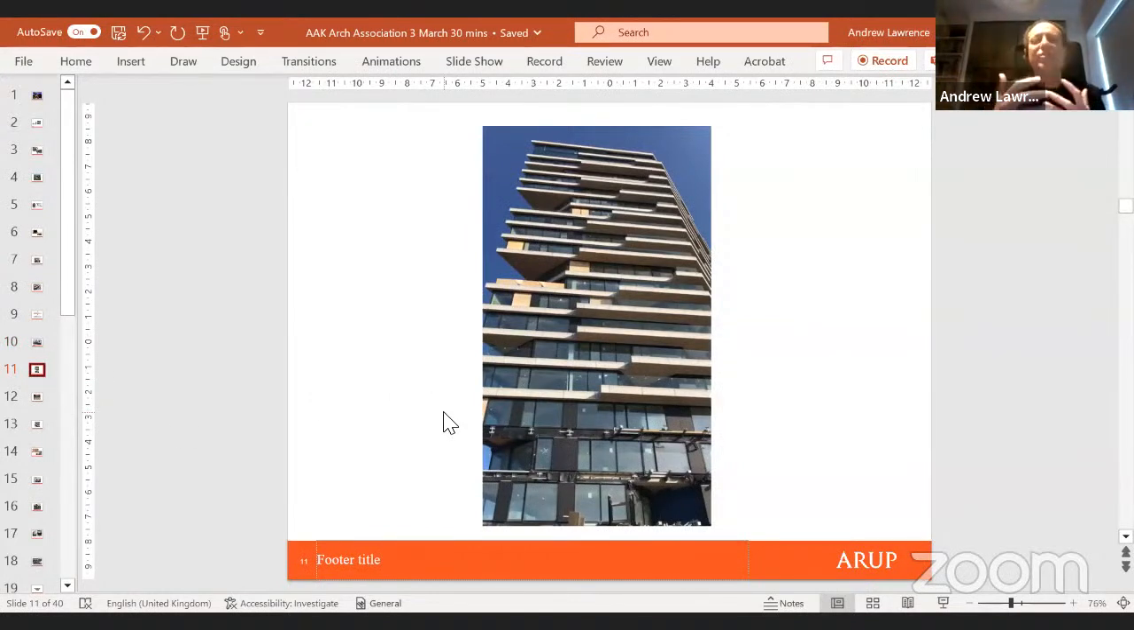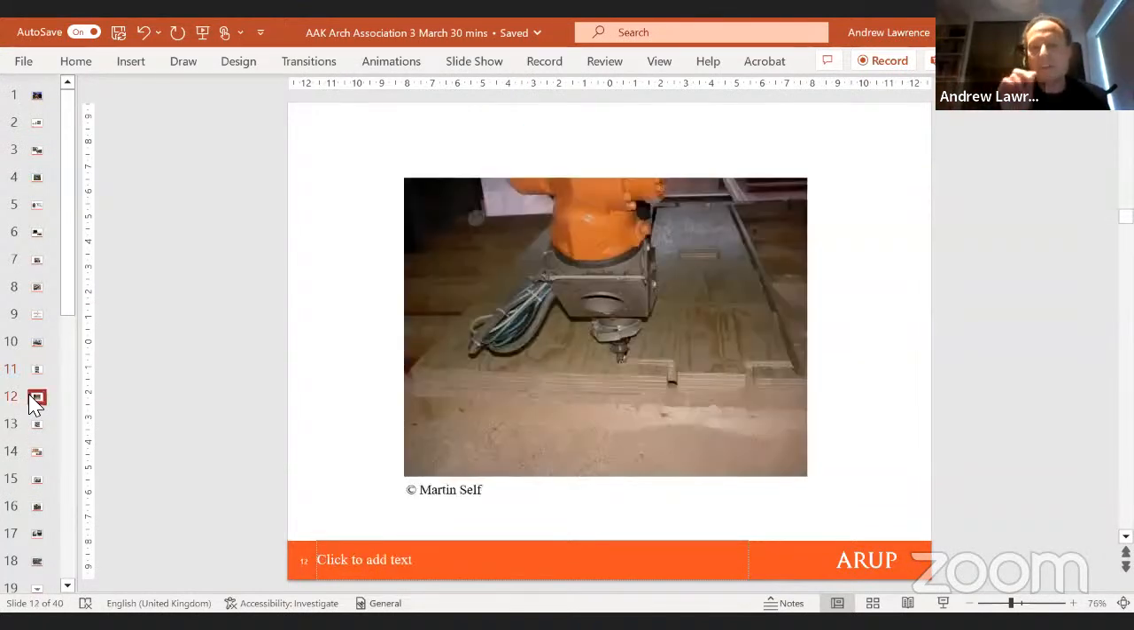Now, the big change, as I alluded to at the start, is that we're starting to see wood used for much larger buildings. And this is an example of one here. I think the question has to be, why is that? I would like to suggest that it's thanks to three quite recent technological innovations. The first one is what we call digital fabrication.